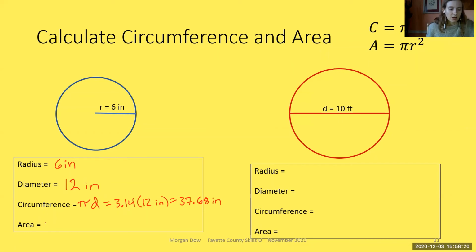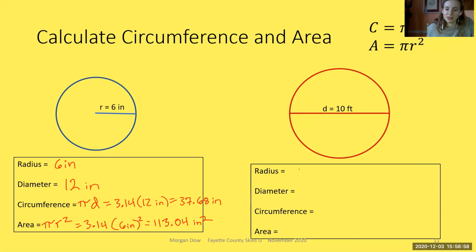All right, and then the area is pi times the radius squared. So I'm going to do 3.14 times 6 inches squared. Now you want to make sure you're following the order of operations here. So you would do your exponent first, right? 6 inches squared is 36 square inches. And then you multiply that by 3.14. And altogether that gives me 113.04 square inches.